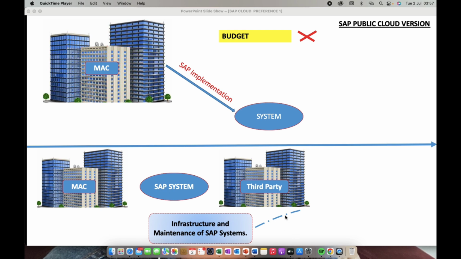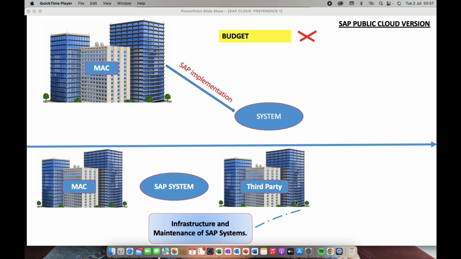So anything relating to the maintenance, all right, either that there are backups that have to be performed on the SAP system, security settings, any security related issues, updates that are going to be done on the SAP system, everything is going to be done by this third party because we are going to be running Mac's SAP system on a different server, which is not our server.